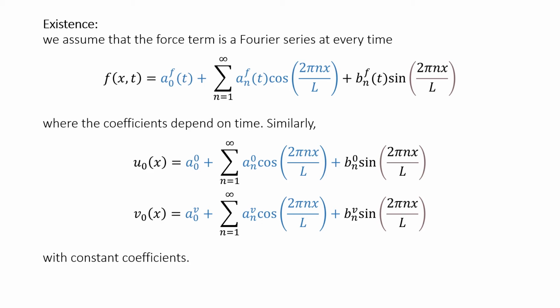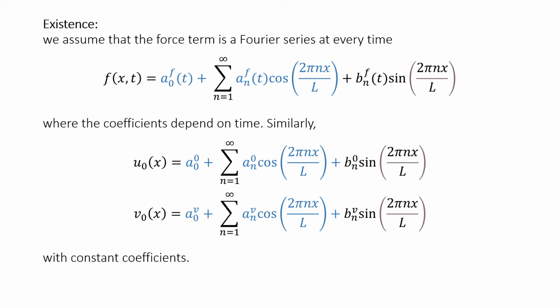So let's introduce the notation. f(x,t) equals a_0(t) plus the sum starting at n equals 1 going up to infinity of a_n(t) times the cosine of 2 pi n x over L plus b_n(t) times sine of 2 pi n x over L. Again, the coefficients depend on time.